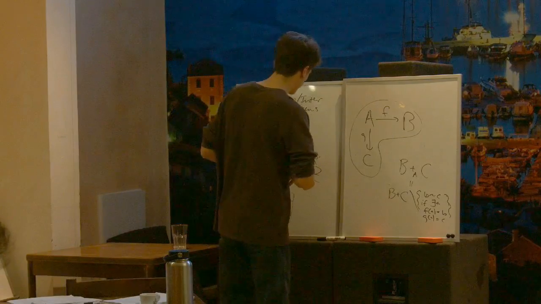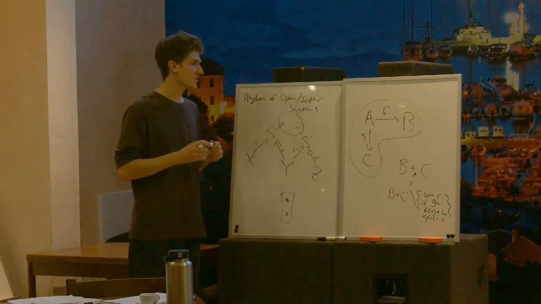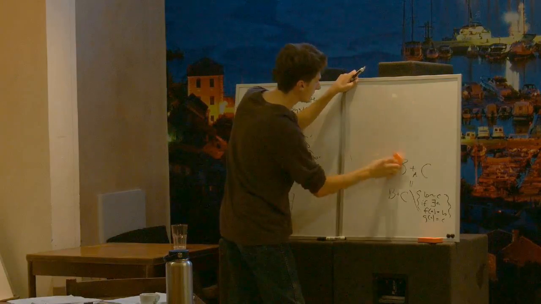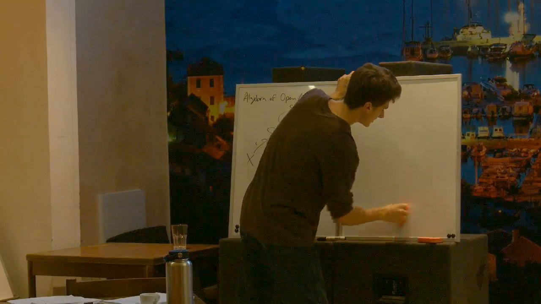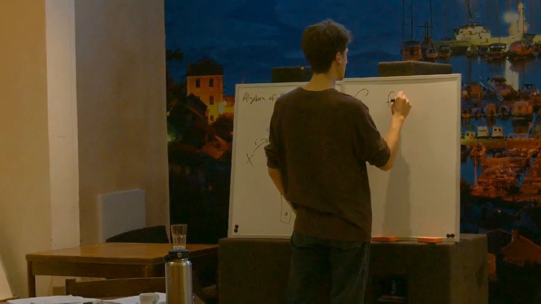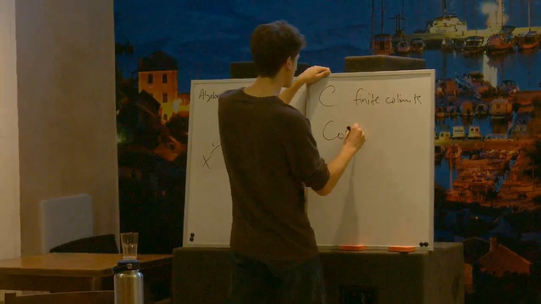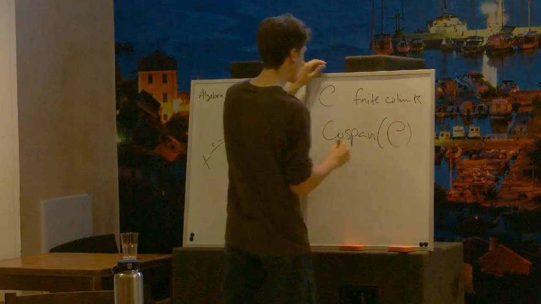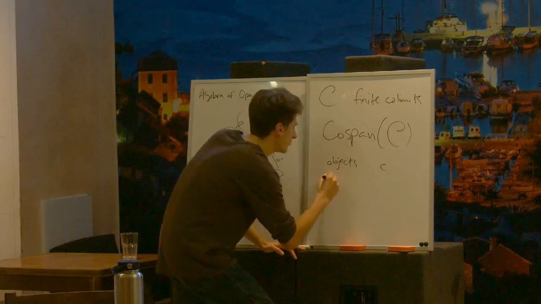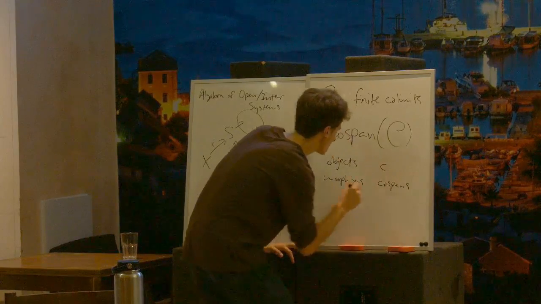So this is what allows us to compose spans, or cospans. And so once a given category has all finite colimits, then we can create a category from it. So let's say C has all finite colimits. Then you can create a category called cospan of C, where the objects are objects of C, morphisms are the cospans, composition is pushout.